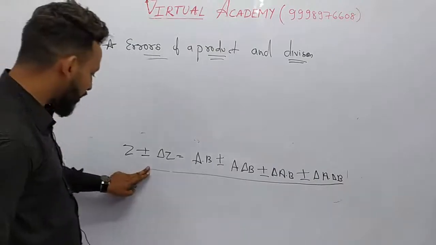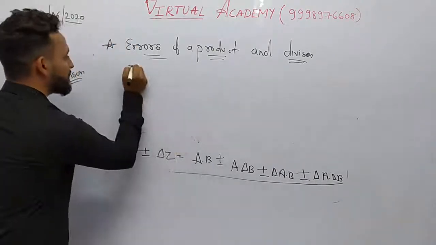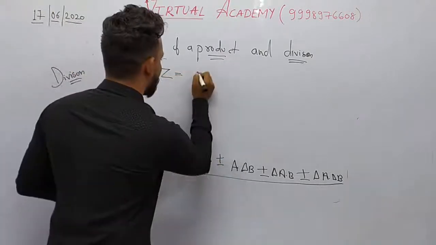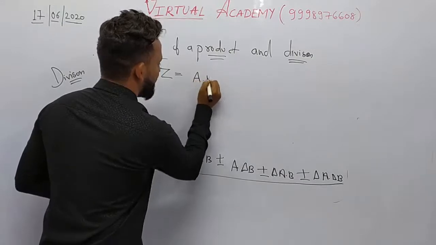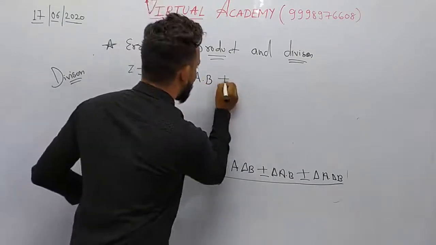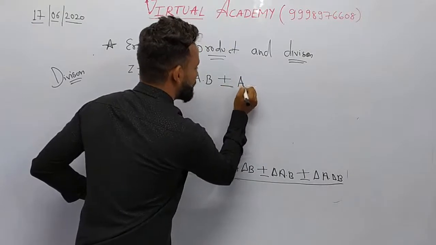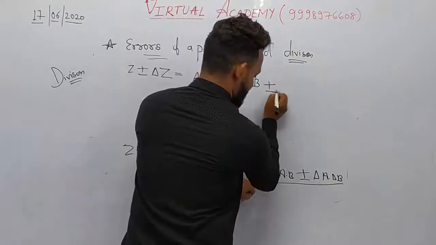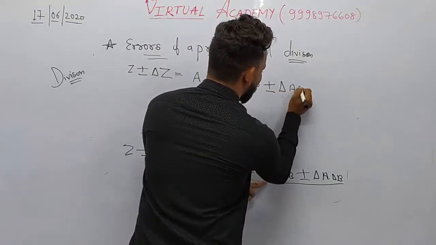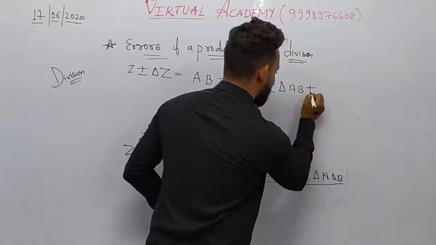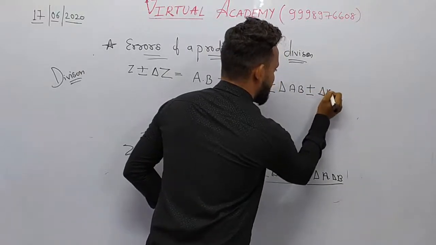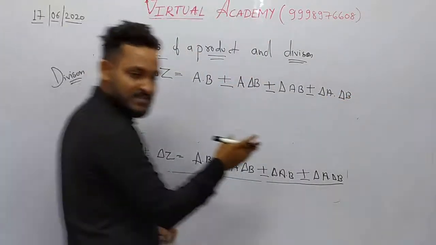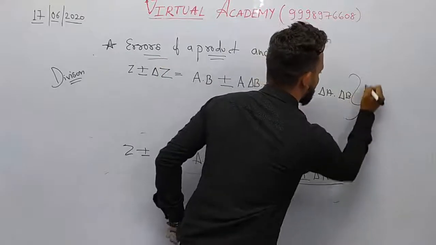Clear? Now we have to copy this equation same as it is. So z plus delta z equal to a dot b, a into b plus and minus a into delta b. Now for same again, delta a into b plus and minus delta a into delta b. Clear? This equation is for what? This equation is follow for our product rule.